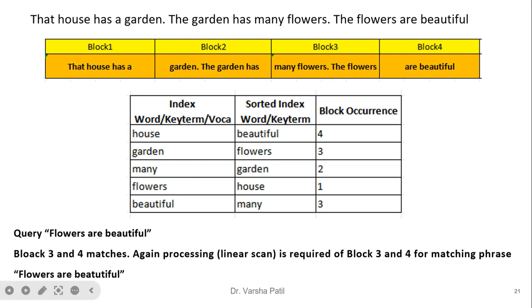Now see this example. That house is a garden. The garden has many flowers. The flowers are beautiful. So our query is "flowers are beautiful". We can easily locate that flowers and beautiful are present in the 4th block, and then flowers in the 3rd block and beautiful in the 4th block. So even though blocks 3 and 4 matched, again processing is required for matching that particular string.